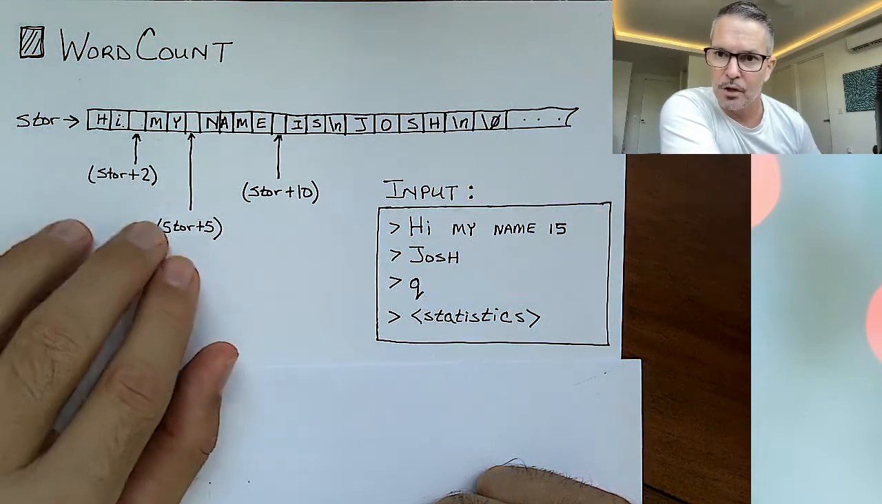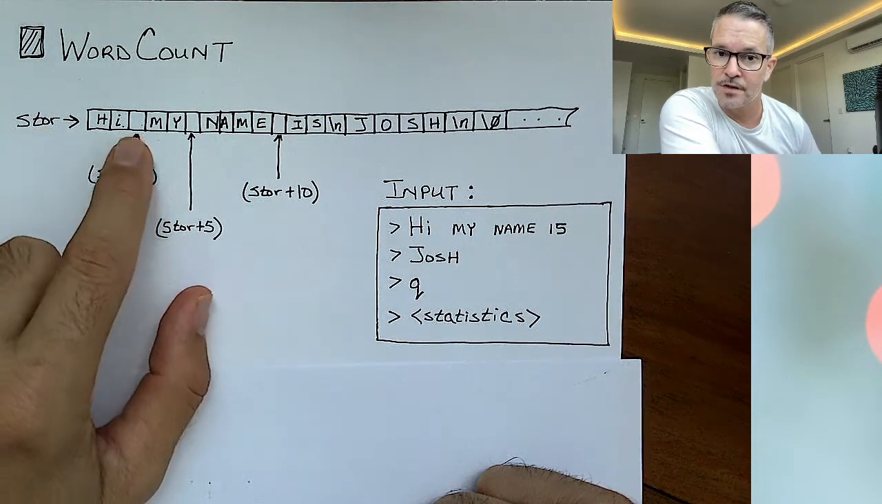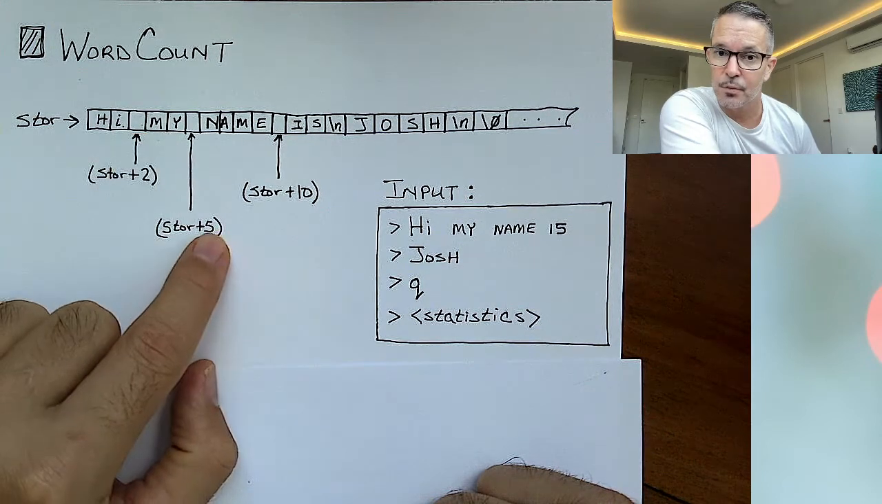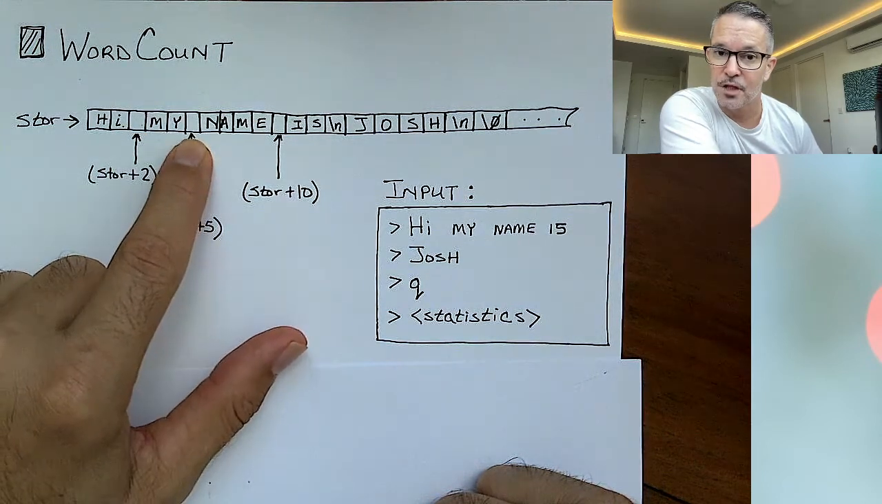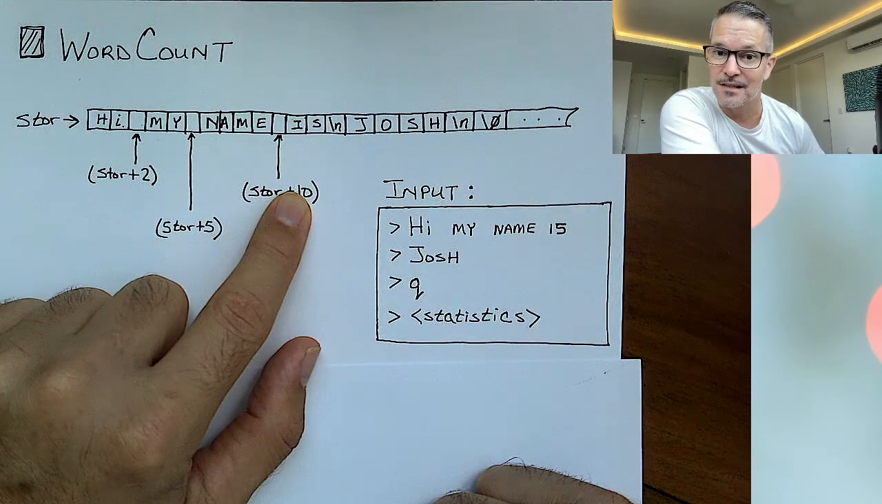A couple things I want to call to your attention. Store is a pointer. Store +2 is the location of the first space. Store +5 is the location of the second space. Store +10 is the location of the third space.